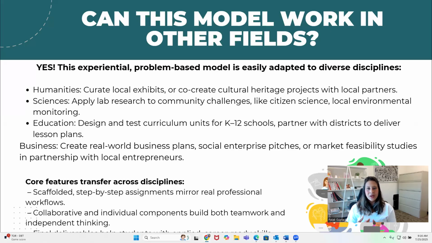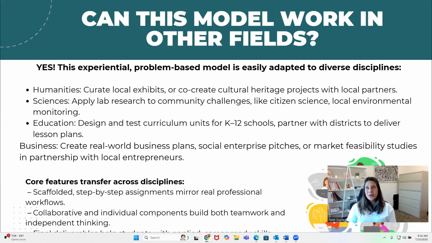students could work on community oral history projects or create local exhibits that preserve cultural heritage. In sciences, which I'm more comfortable talking about, they might take lab research and apply it to local environmental issues or public health screenings. In education, students could develop pilot lessons for schools. I know in extension, a lot of the time we develop and test curriculums in schools.